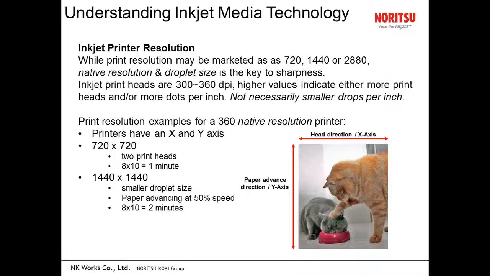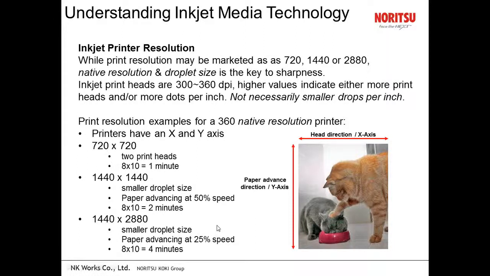We can put the printer into 1440 mode. When we do that, we utilize the smaller droplet sizes and no longer use the large ones. But because it takes a longer amount of time to put all those small droplets, we have to reduce the paper advance by 50%. And an 8 by 10 now takes 2 minutes to come out. We can also go into 1440 by 2880 mode. And although we use the same size droplets and the same amount of droplets, we'll reduce the paper speed again 25% and do a greater overlapping of the covering. And the 8 by 10 now takes approximately 4 minutes.